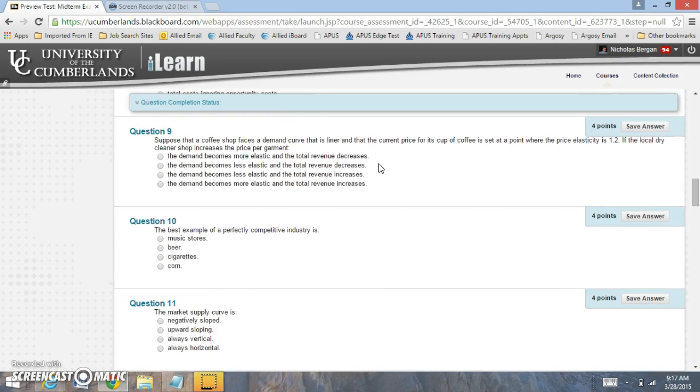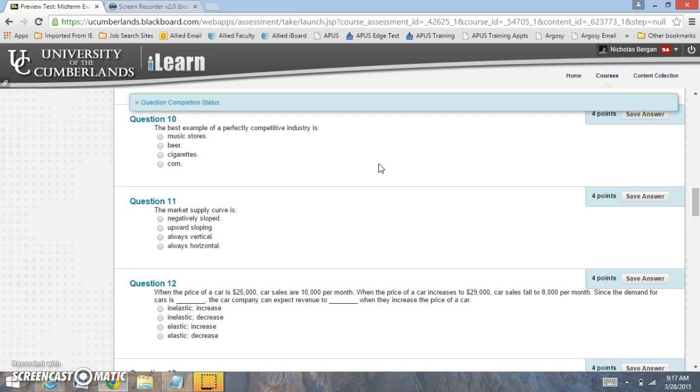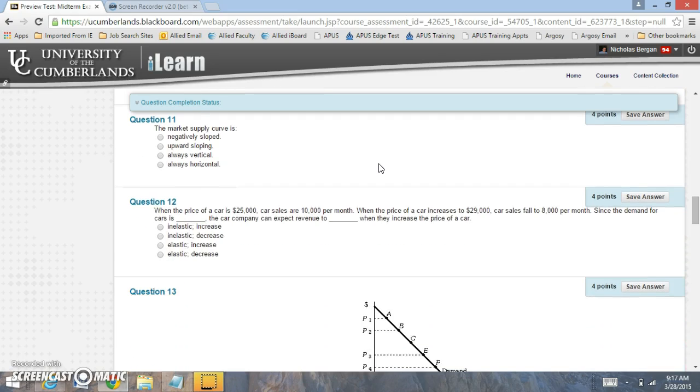Question 9. If you look at price elasticity of 1.2, you're noticing that's going to be an elastic good. So revenue will go in the opposite direction of the elastic good. Perfectly competitive market. Agriculture is the best example. Market supply curve. It's an upward or positively sloped curve between price and quantity supplied.